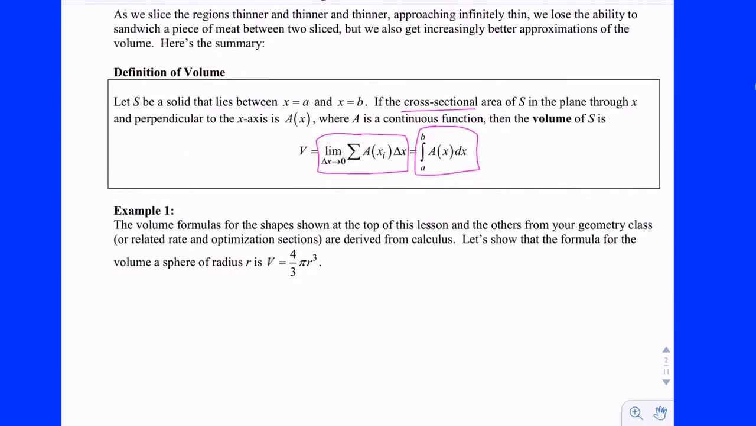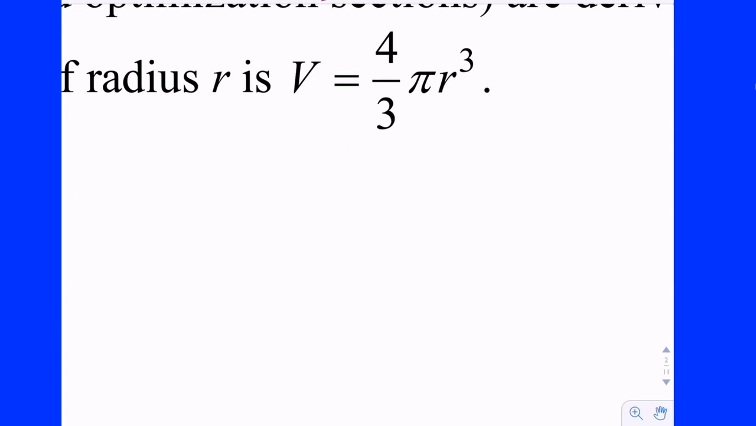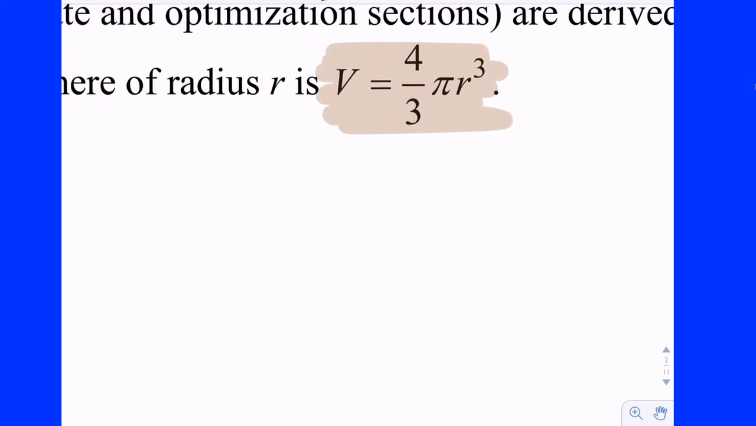All right, example 1, and we'll finish for the day. The volume formulas for the shapes shown at the top of this lesson and the others from your geometry class, or that we came across in the related rates and optimization sections, they're all derived from calculus. They didn't just fall out of the sky one day in one big bundled package. Let's show that the formula for the volume of a sphere, by the way, is what? Without looking, what's the formula for the volume of a sphere? 4/3 pi r cubed. That's the formula for the volume of a sphere.